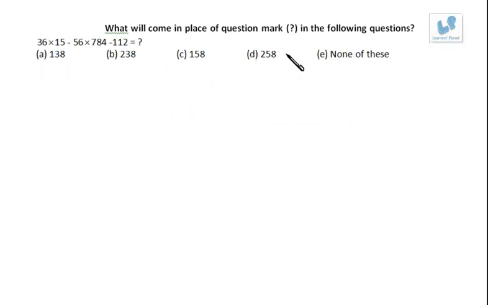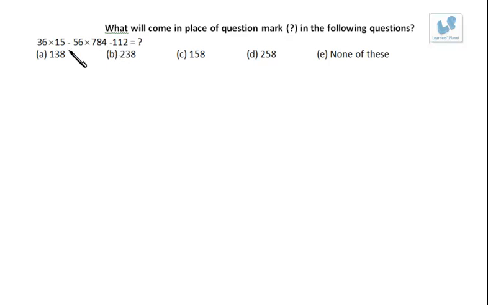What will come in place of question mark in the following question? Now just do not start immediately solving the question. Just see the options 138, 238, 158 and 258. One important thing is there, like all the options are ending with 8, right? And above all, the important thing is see the calculation 36 into 15 minus 56 into 784 minus 112.